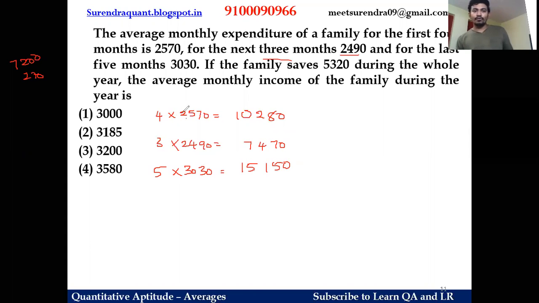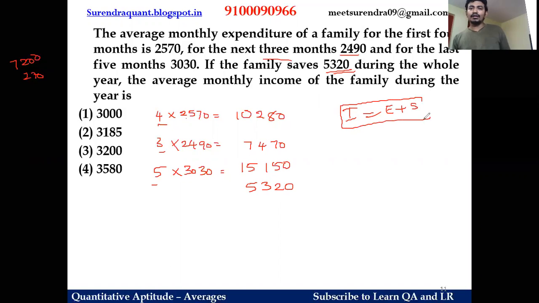So these are the expenditures of a family for a whole year. I mean, here 4 months, 3 months, 7 months plus 5, 12 months. So we got the sum of expenditures of the whole year as this. And he also saves 5320 during the year. His savings are 5,320 for the whole year. Then the average monthly income of the person is what? Right, friends? We know that income equals expenditure plus savings, right? So if you want to get the total yearly income, you have to add all his expenditures and savings.